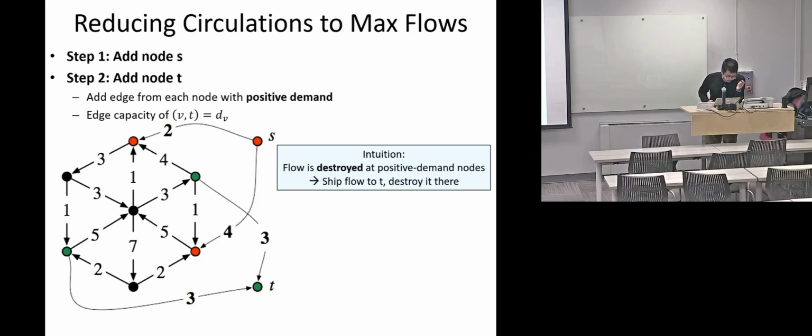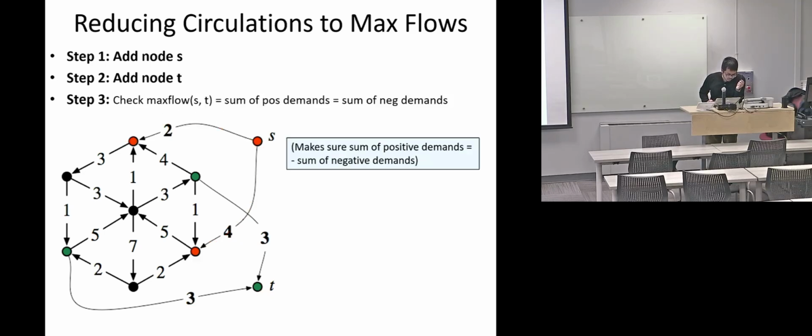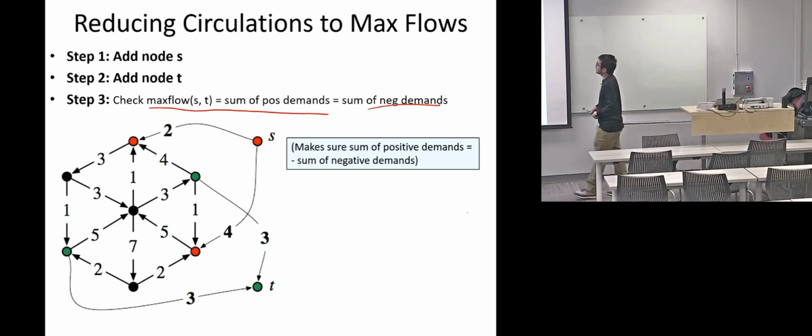Okay, so add a sink and check that the flow value is the same as the sum of positive demand and the sum of negative demand. If the max flow is actually less than 6 in this case, it just means that you don't know how to actually certify the circulation.